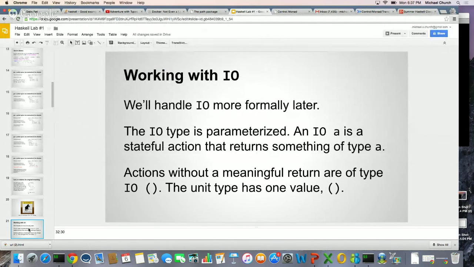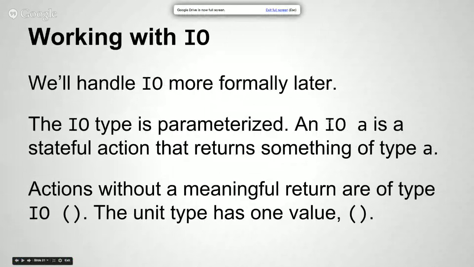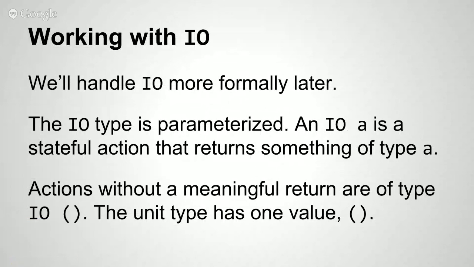So a parameterized type is essentially something where a list of A is either empty or it contains A's. An IO of A is a stateful action that will return something of type A. That means that there isn't one IO type. There are IO types for every type that exists. So there's an IO int type, which is the type of IO actions, stateful actions that return int.